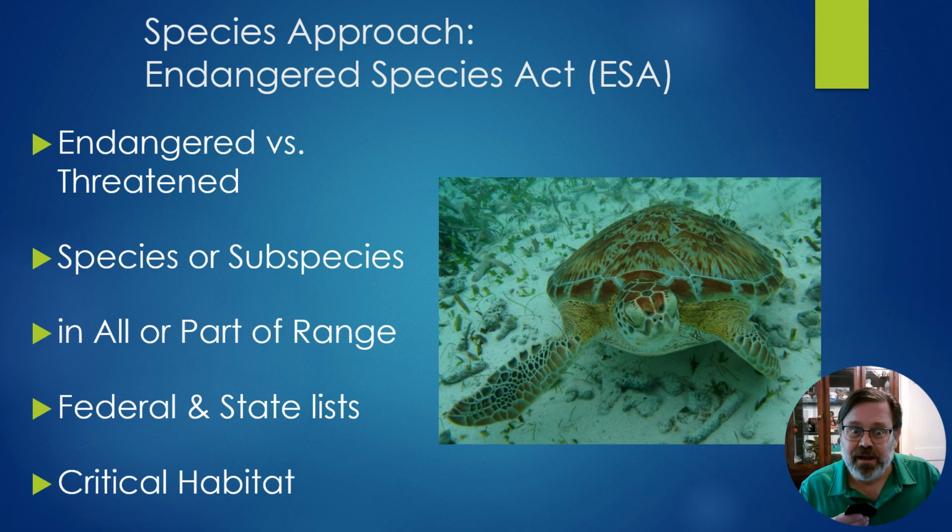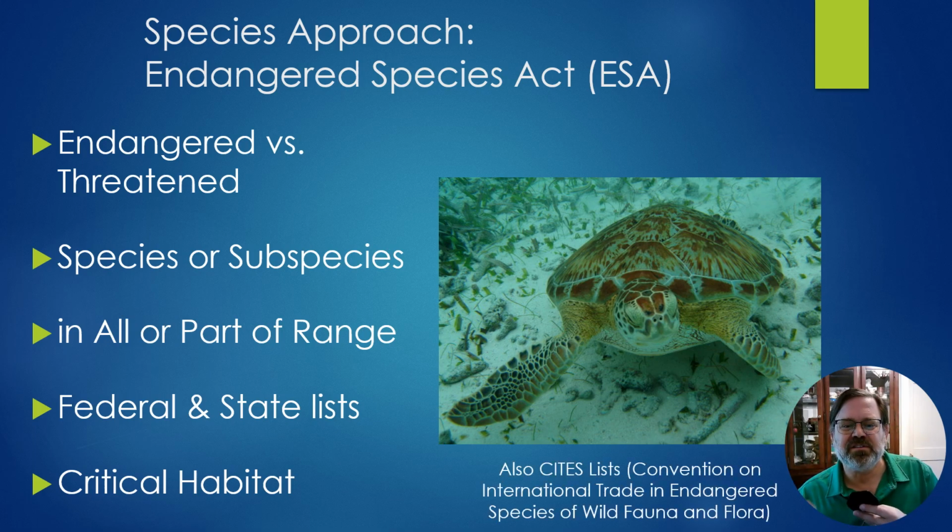Each individual state also can have an individual state list. So if the federal government is not doing enough to protect a species in an area, the state can step in and say, in our territory, this is protected. And there's critical habitat, protection of critical habitat, because an organism can't exist without its habitat. So both receive protection.